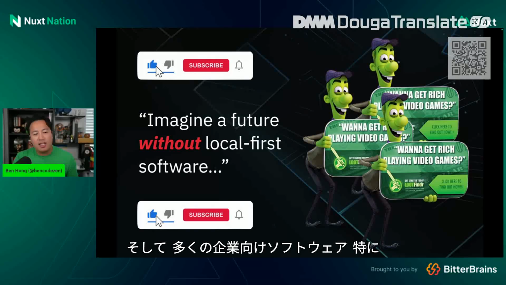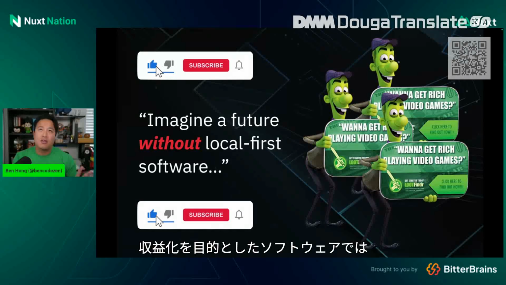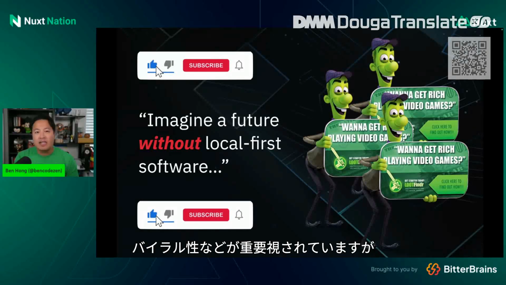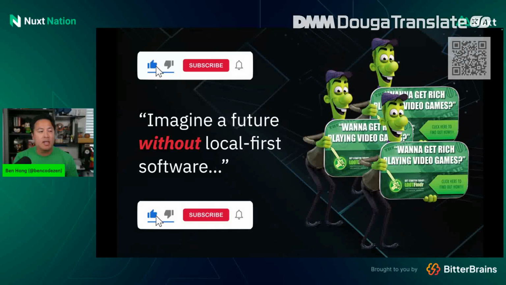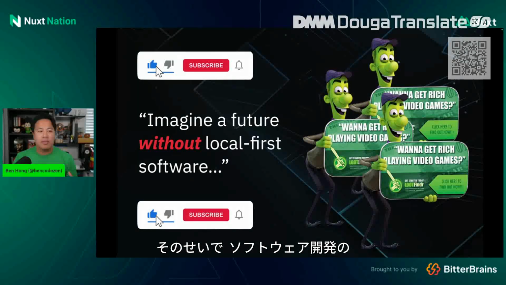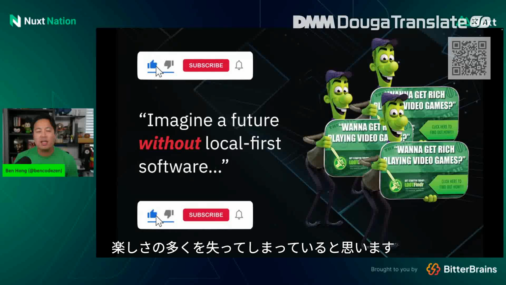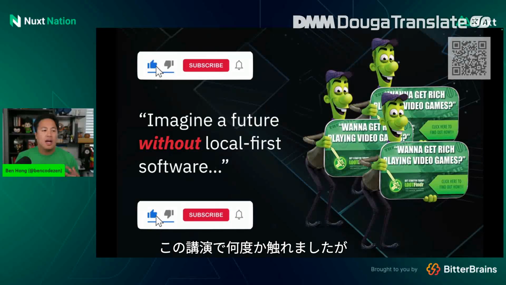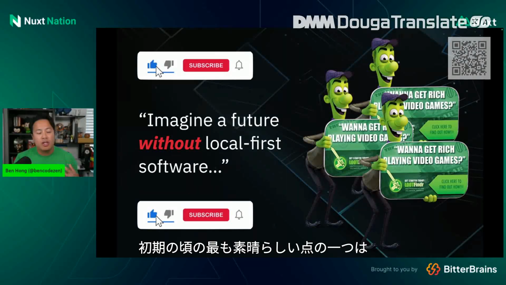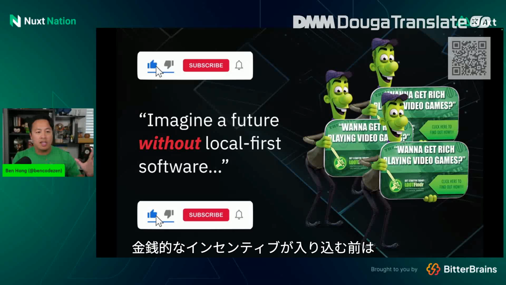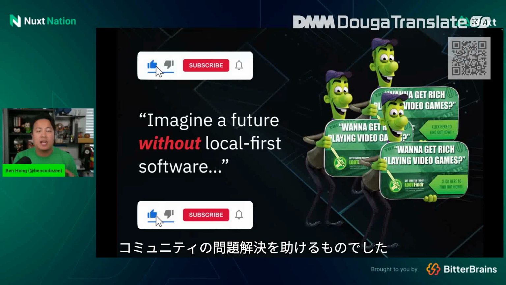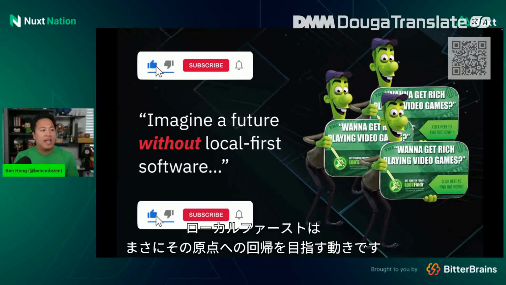With a lot of these enterprise solutions, and especially software that is geared towards monetization in a way where virality and that kind of stuff is the name of the game, I think we lose out on a lot of what makes software so much fun to build. Because, again, I've hearkened to this a few times during this talk, one of the best things, I think, in the early days before the monetary incentives came into play, was that software was really a way to automate things that helped our communities solve problems. And local first really is about that movement back towards that.